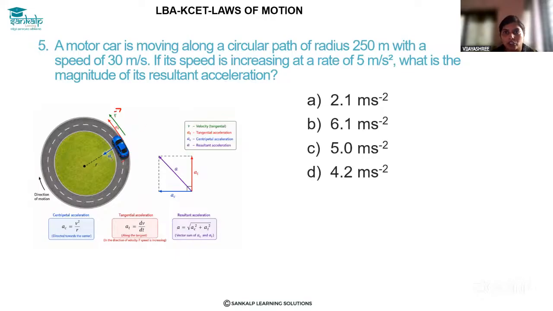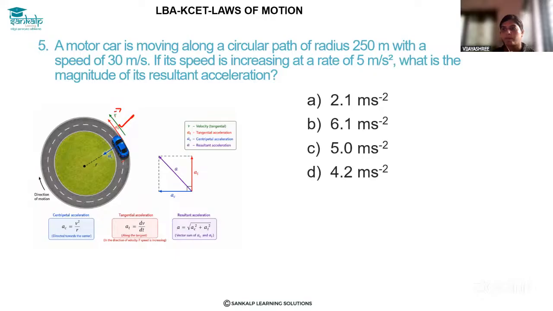Centripetal acceleration, which is not given. Then tangential acceleration. What is the role of this tangential acceleration? It changes the speed of the car. Speed means magnitude of velocity, right? So it does not change velocity, it changes speed.